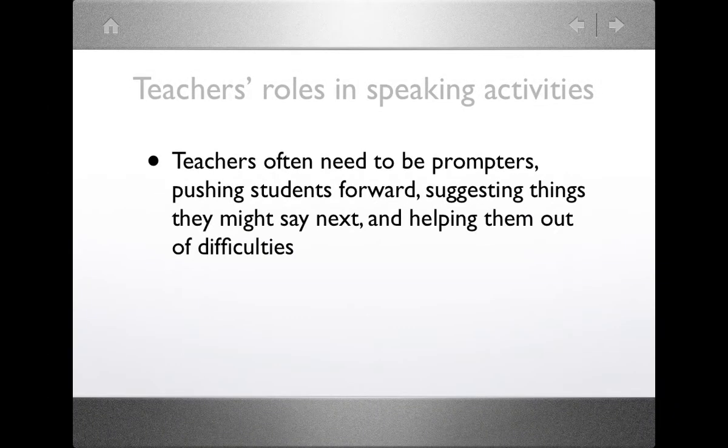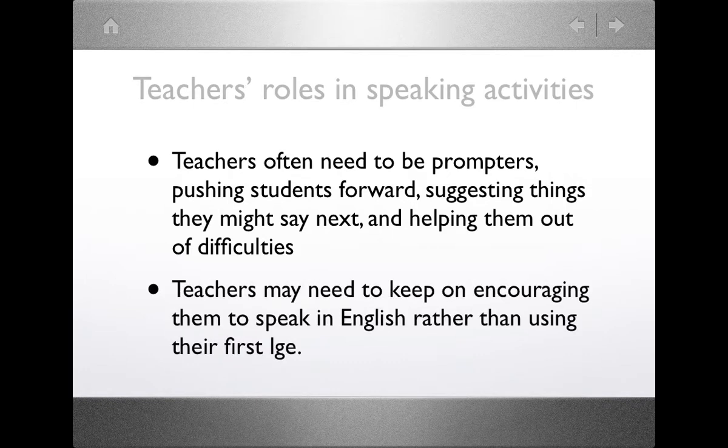Teachers' roles in speaking activities. There are a few. Okay, so first they often need to be prompters, pushing students forward, suggesting things they might say next, and helping them out of difficulties. Because, you know, especially some students tend to be timid, introvert. Oh, go on. Yes, yeah, that's good. Yeah, what do you need? And you give them the words they need. That's the prompter. Okay, to keep encouraging the students. Teachers may need to keep on encouraging them to speak English rather than using their first language.